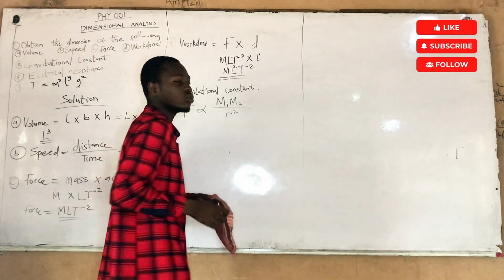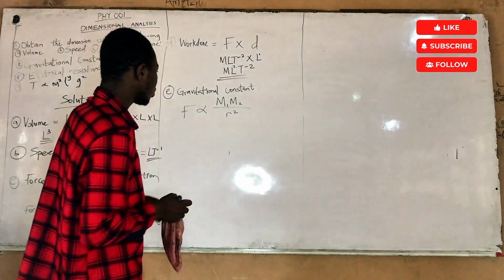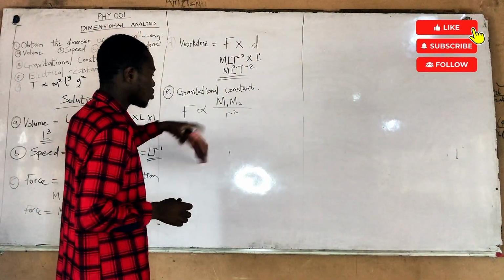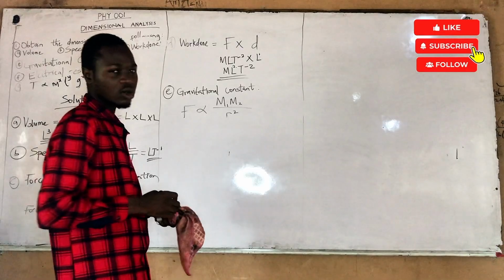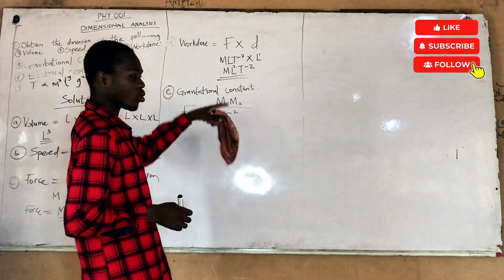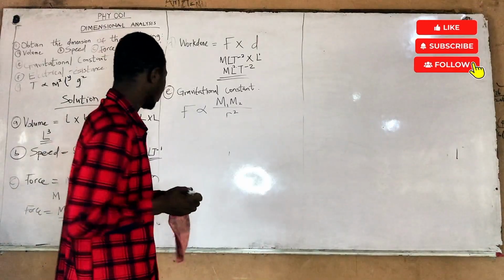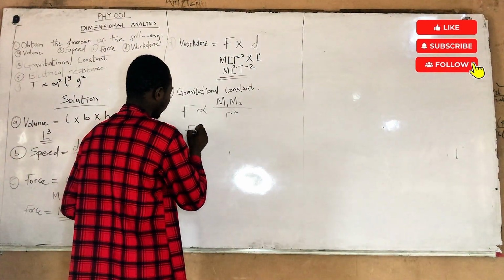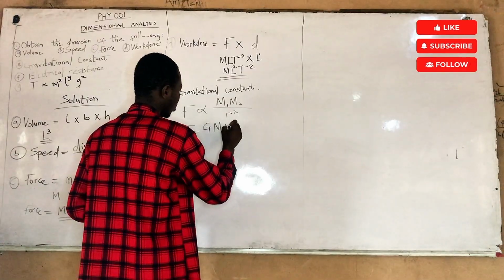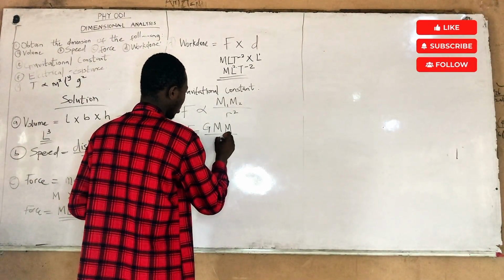That's R squared, right? So if you want to remove the proportionality sign, you introduce a constant. And the constant is referred to as the gravitational constant, according to Newton. So F is equal to G M1 M2 over R squared.